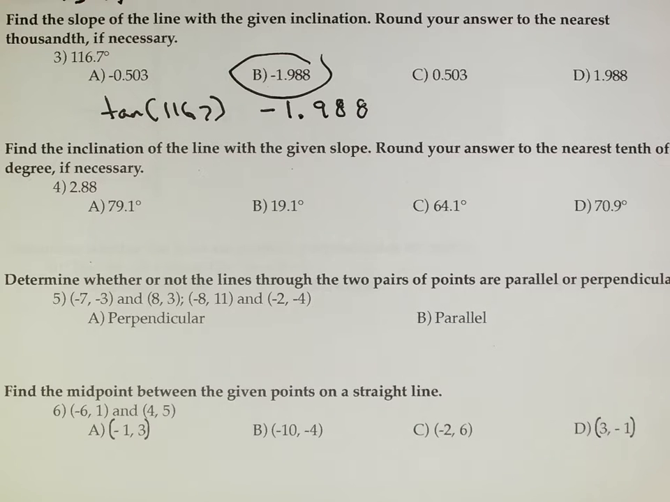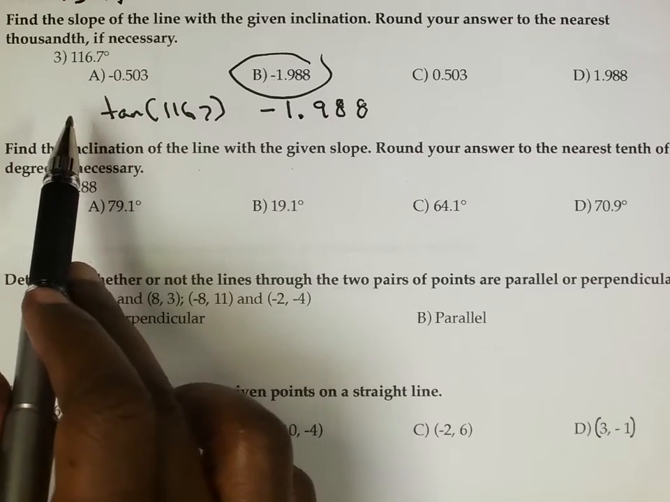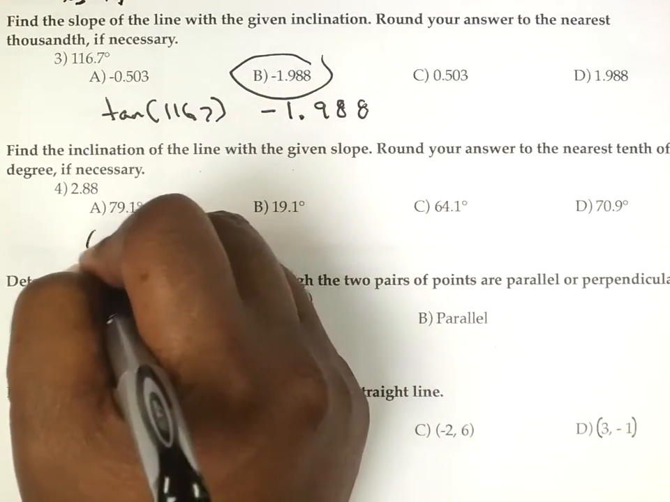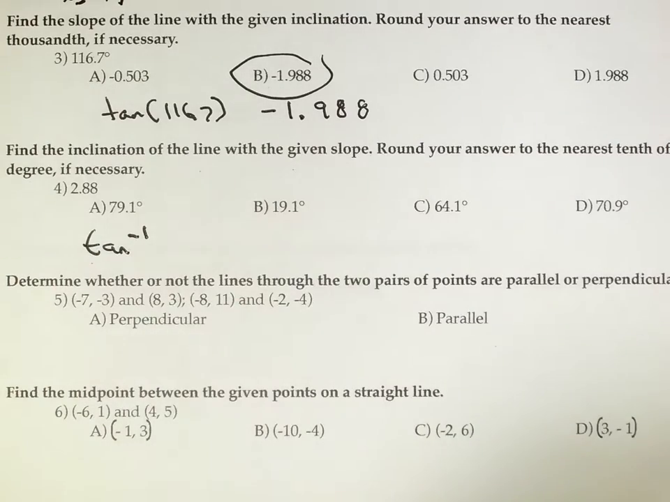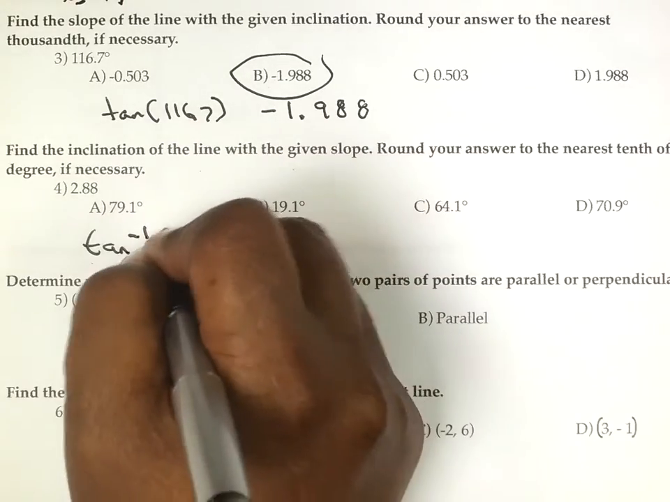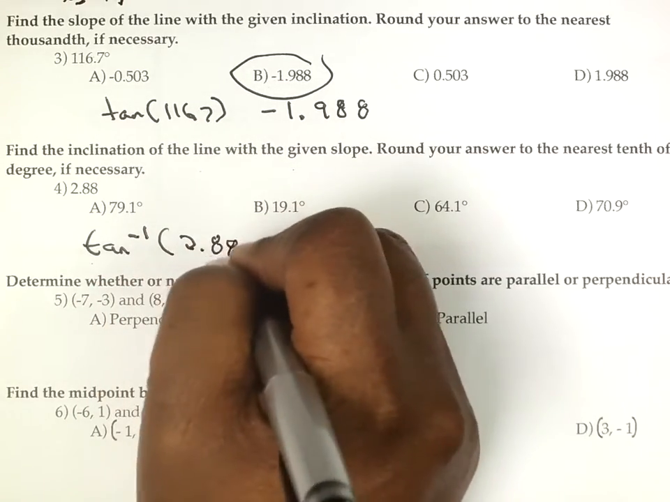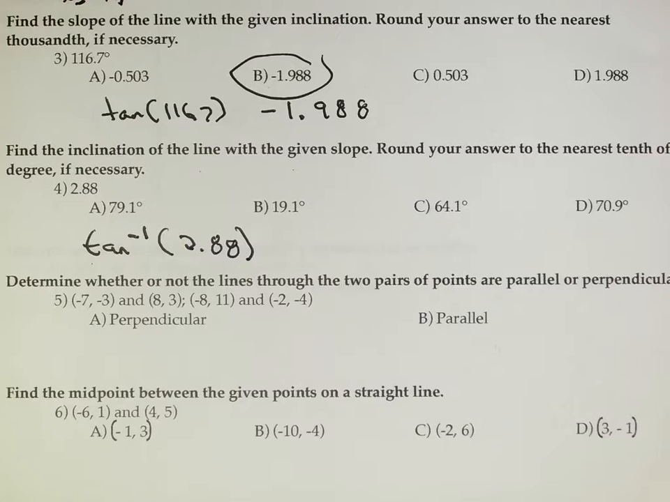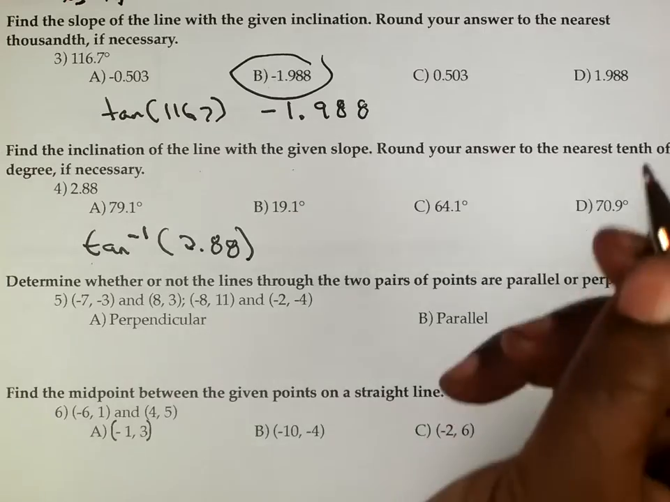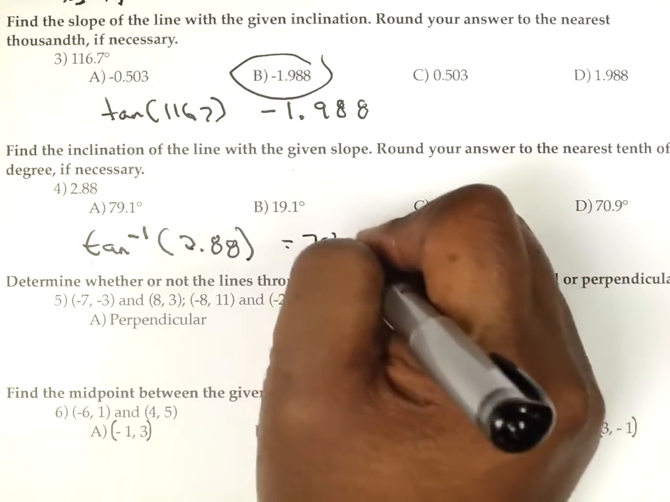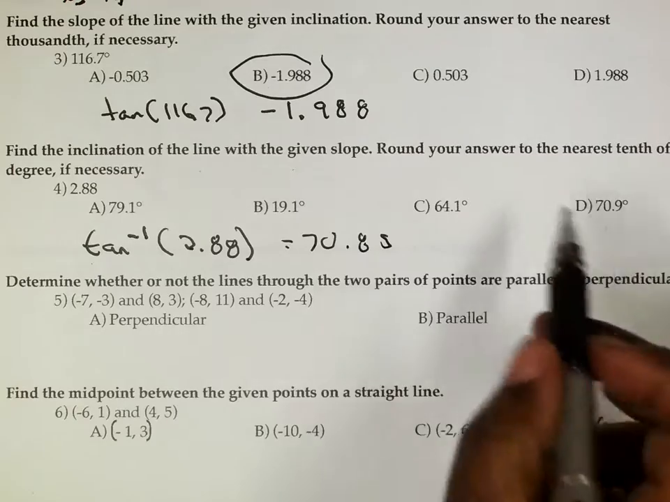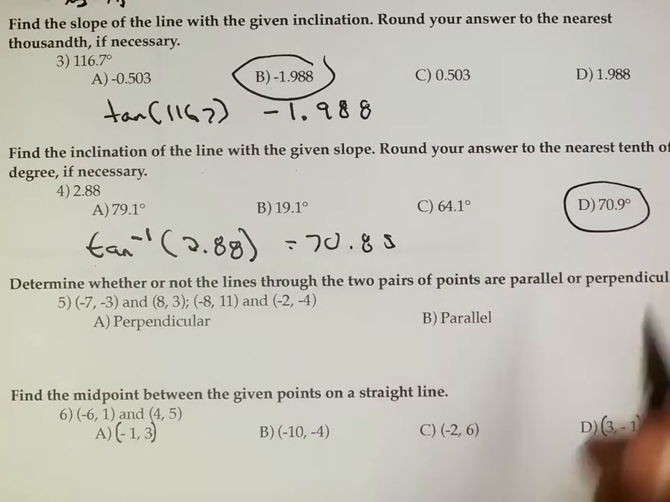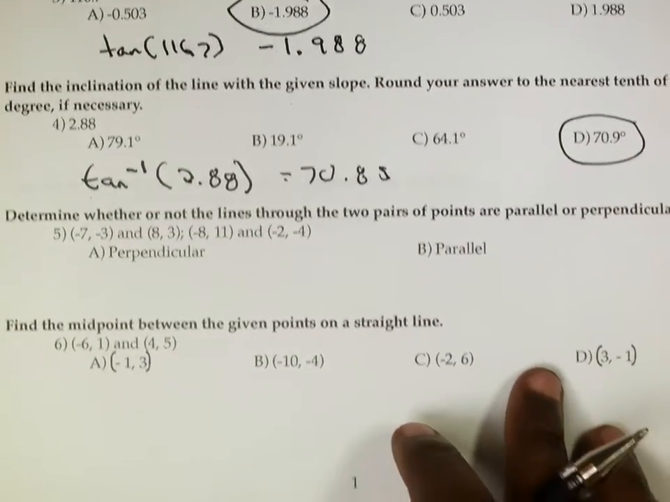Number 4, find the inclination of the line given the slope. So we're doing the opposite of what we just did for number 3. So this time when I'm plugging stuff in my calculator, I have to hit the inverse tangent. So it's the second function and then the tangent key. And then we put in 2.88. And I got 70.85, and again we're rounding to the nearest tenth, so it's going to round off to 70.9 degrees.